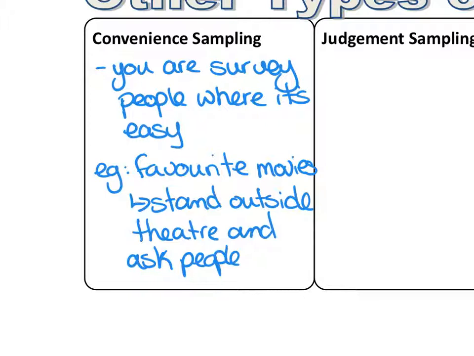It could be biased because let's say that you're standing outside a movie theater that's playing the latest Marvel movie, and everybody coming out is saying, yeah, my favorite movie is action. Obviously, because they just came from an action movie. So be careful with convenience sampling.